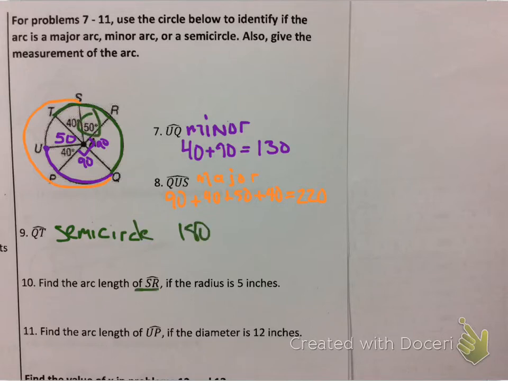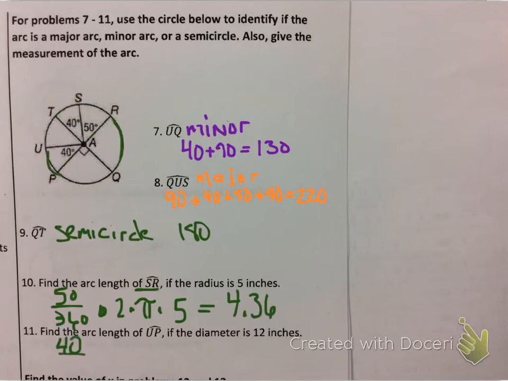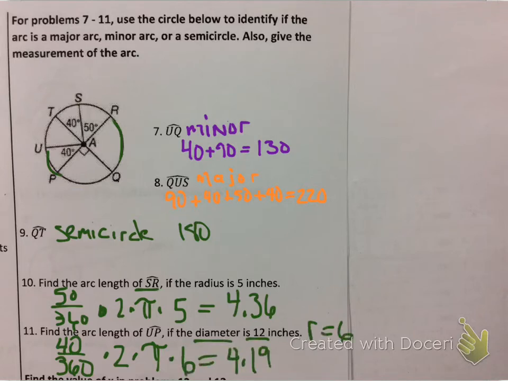Now, arc length. Arc length means take the degree of the arc, 50 degrees, over 360 times 2 times pi times r. Plug it in, come up with an answer. Keep in mind that if you got a diameter, you might want to change it to a radius and then do the same thing. So fairly simple. Don't overstress it. Make it easy. Okay? Don't try to overdo the problem.